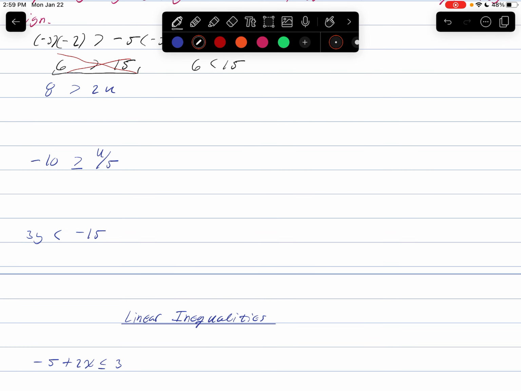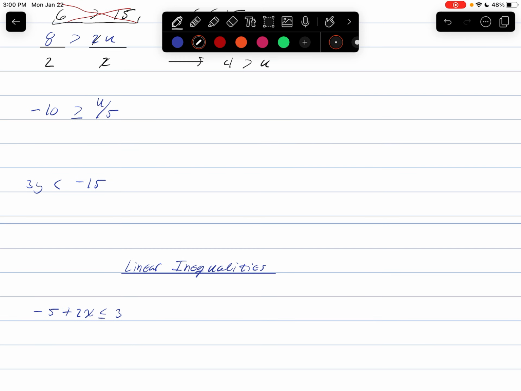Let's look at a few examples. We want to solve this inequality: 8 is strictly greater than 2u. When dealing with inequalities, we want to treat this a lot like an equation, meaning our goal is usually to isolate the variable, in this case u, all by itself. So all we have to do is divide both sides by 2. Since we're dividing by a positive number, we don't have to change anything about our inequality sign. The 2's cancel, and we are left with 8 over 2 is strictly greater than u. 8 divided by 2 is 4, so we have 4 is greater than u.